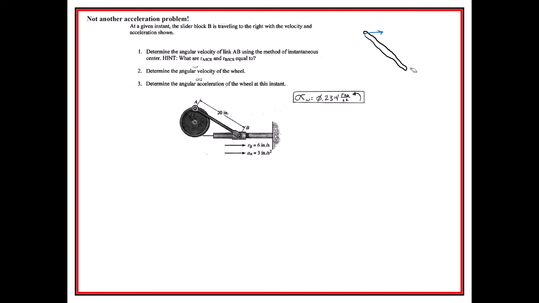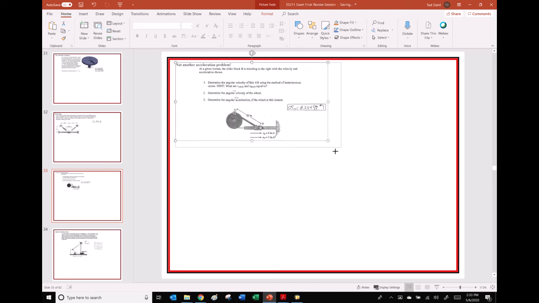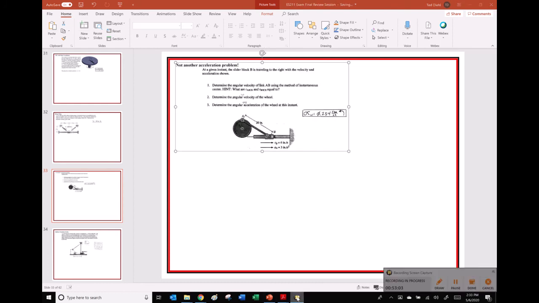Anyway, let me see. I just started doing the problem without talking about it. Given an instant, slider block B is traveling to the right with a velocity and acceleration as shown. Maybe I can learn from my previous experiences and make this smaller, because it doesn't need to be projected up onto a screen, so you'll totally be able to see it. I just discarded a lot of that. Hopefully nobody will mind. Are we still recording this? Let me double check that. Yeah, 53 minutes into it.